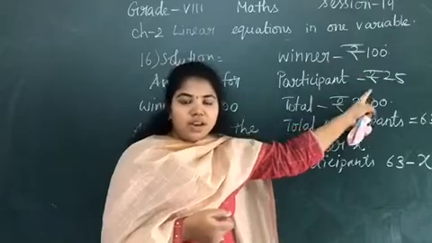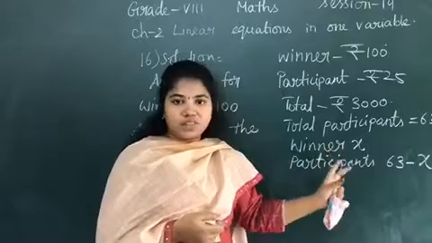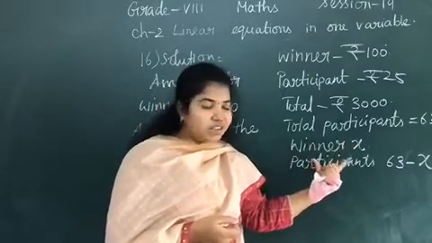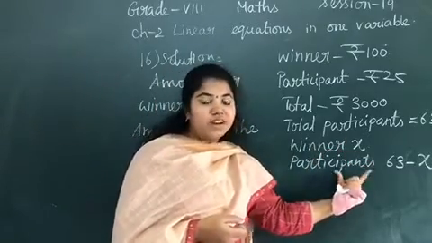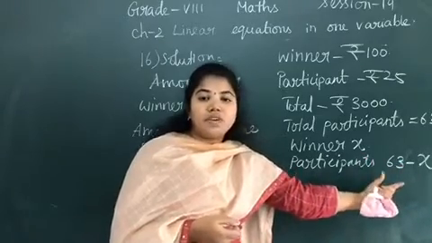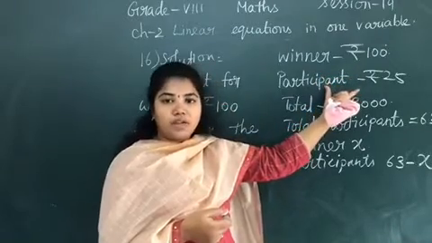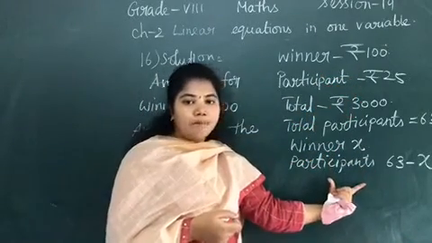If you are a winner, you will get 100. If you are just participating, you will get rupees 25. That's it. So the winners are X and the number of participants will be 63 minus X. Why are we subtracting X there? Because the winner will get only the amount of rupees 100. He will not get the rupees 25. Can you understand? That is the value here.